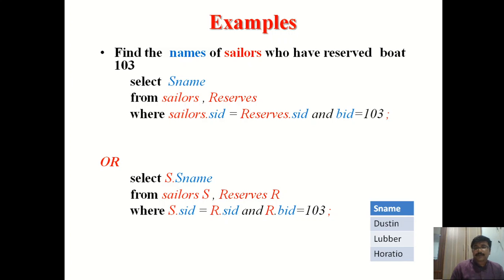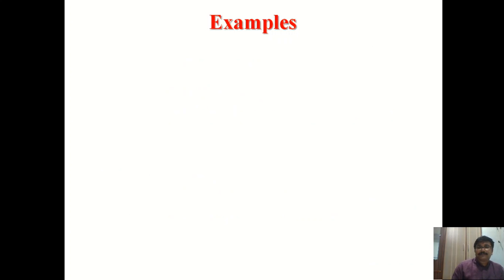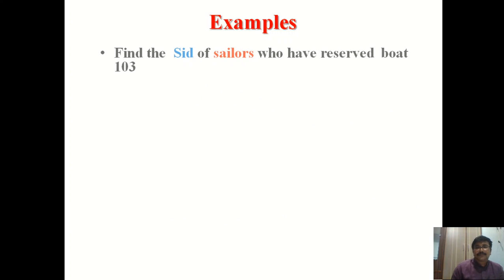So the SIDs who reserved boat 103. These are the three persons: Dustin, Lubber, and Horatio. These are the three Sailors who have reserved boat 103. The next one: find the SID of Sailors who have reserved boat 103.